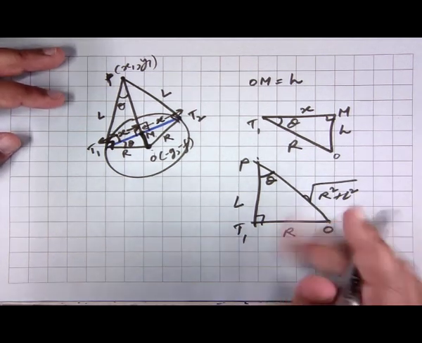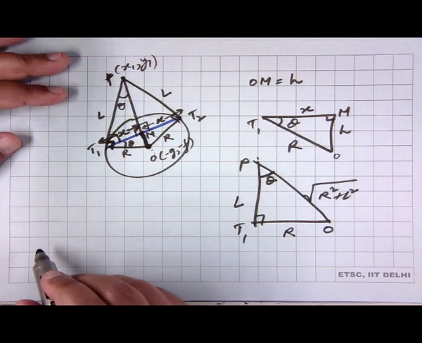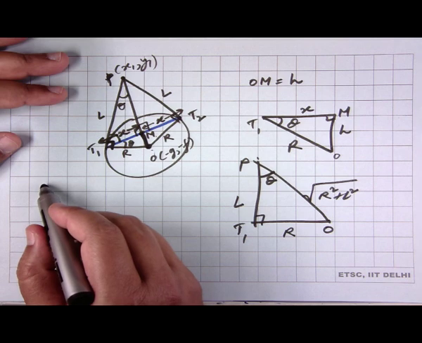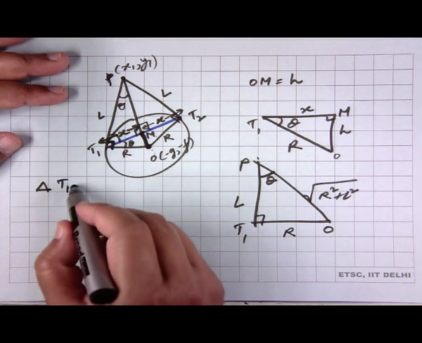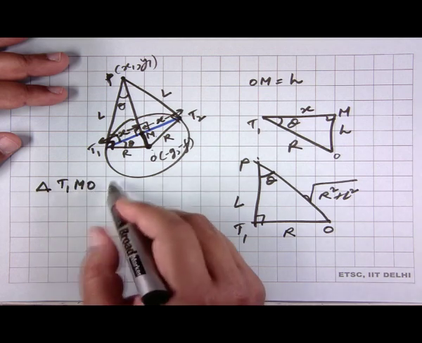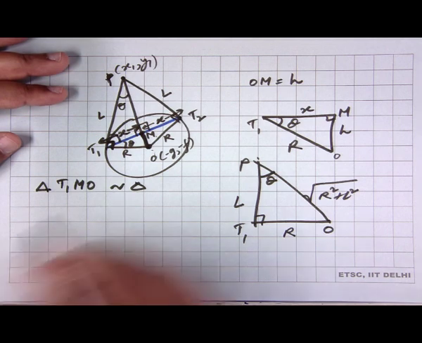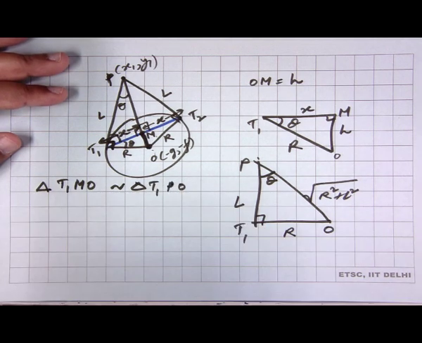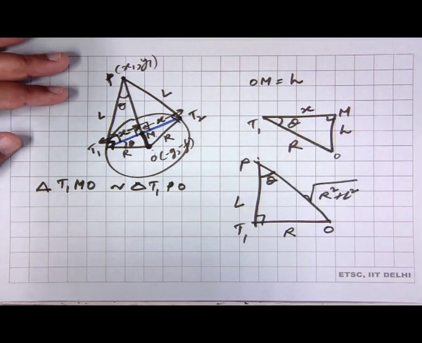One can see that all the three angles of these two triangles are same, and therefore, triangle T1MO is similar to triangle T1PO, and therefore, the ratios of the corresponding sides must be the same.